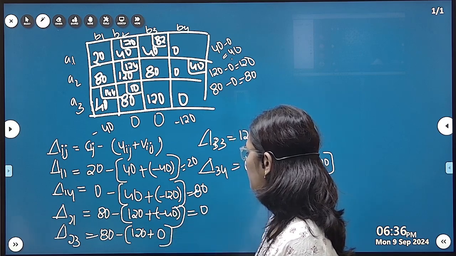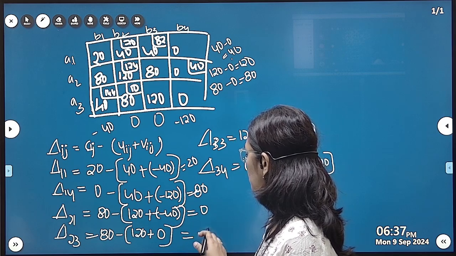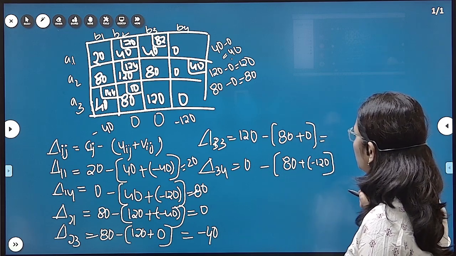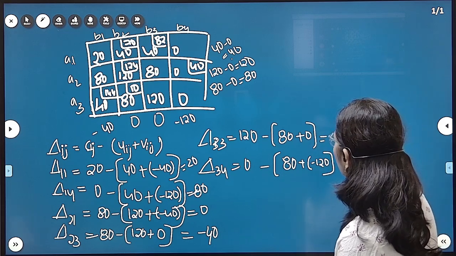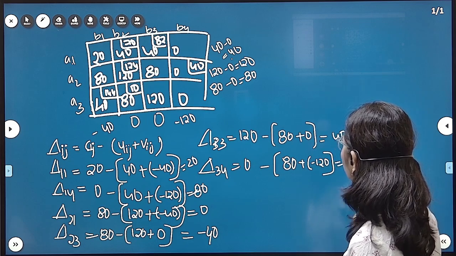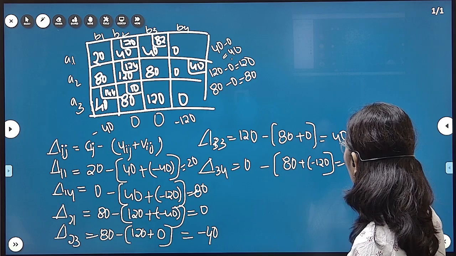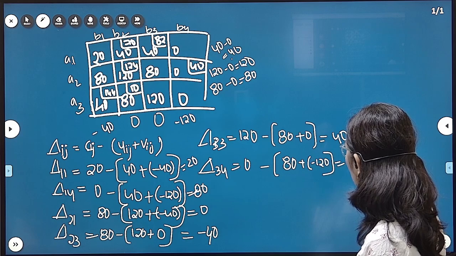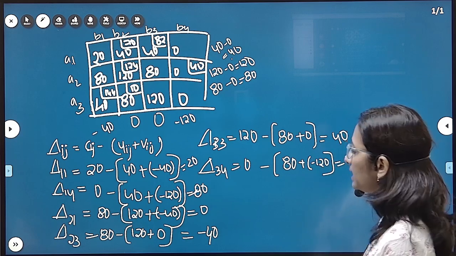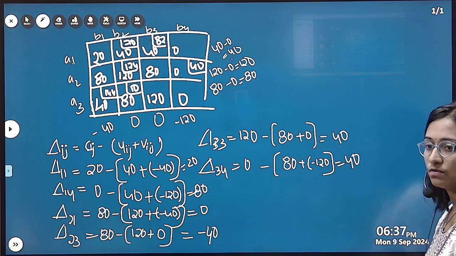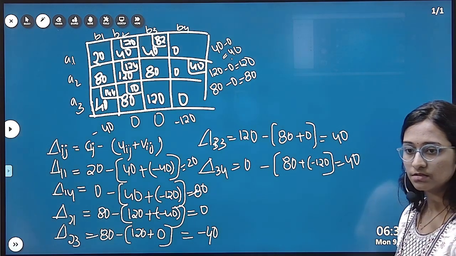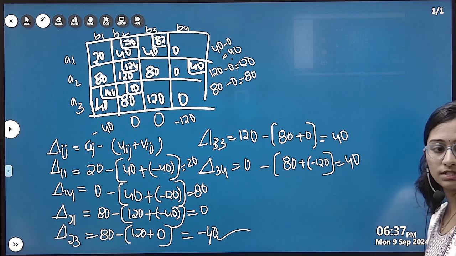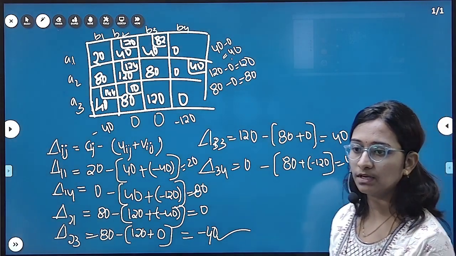So here minus 40, and here how much is it? 40. This one, 80 minus 120, it is minus 40. So minus into minus it will become plus 40. So is there any negative value? Yes, we have a negative value here, right? So this negative value denotes that our solution is not optimal.